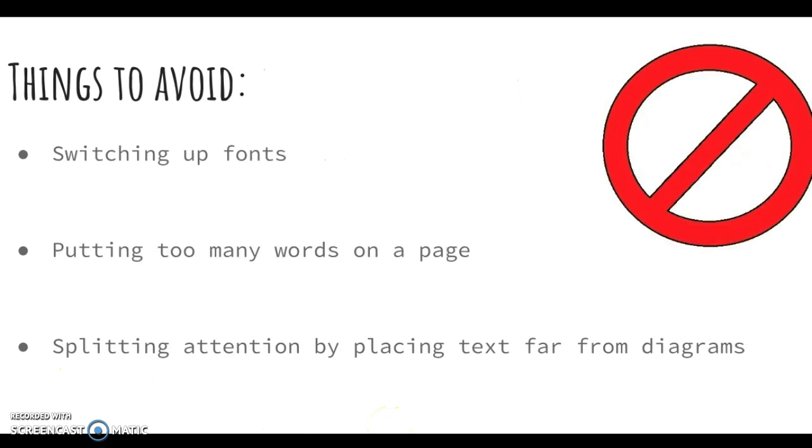So, some things to avoid cognitive overload. Do not switch up your fonts. That's really hard for a person to adjust to. Avoid putting too many words on a page. Avoid splitting attention by placing text far from diagrams. You can label your diagrams by putting words underneath it, but try not to have separate text, because that's really hard for our brains to focus on two things at once. And avoid unnecessary information.